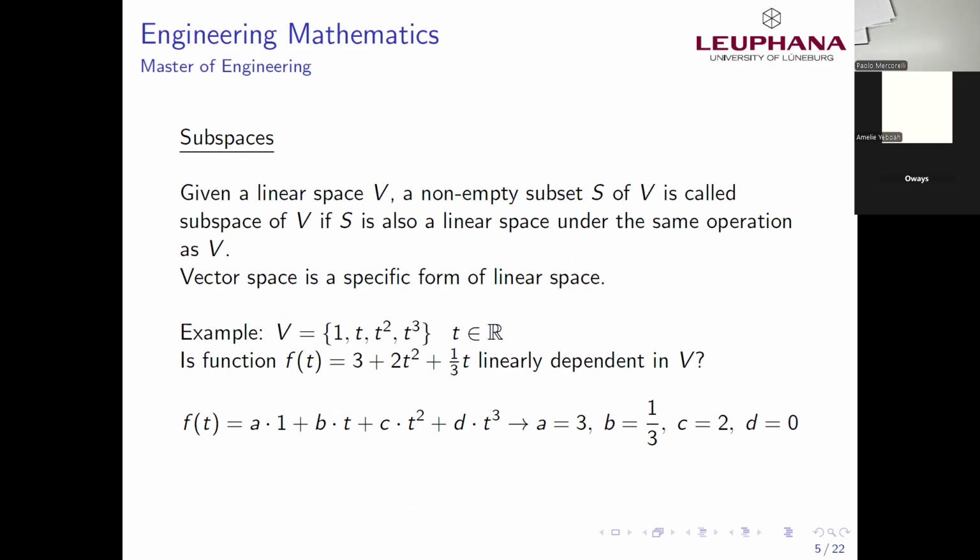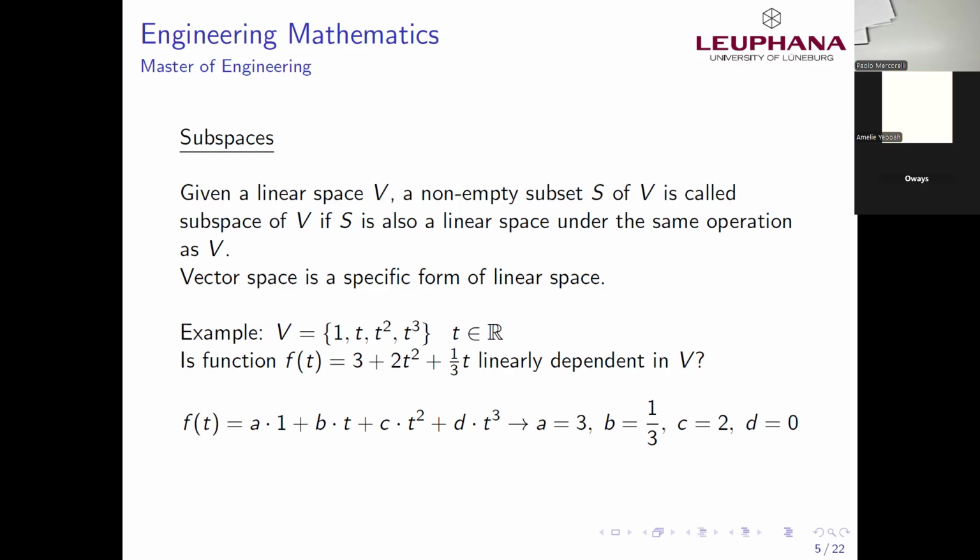Exam exercise. Directly, without many words, it's more interesting to look at this exercise. As I told you, the vector space is a specific form of linear space. These properties can be considered valid for any, let me say, mathematical structure. Or at least, if it's valid, we speak about a linear space.